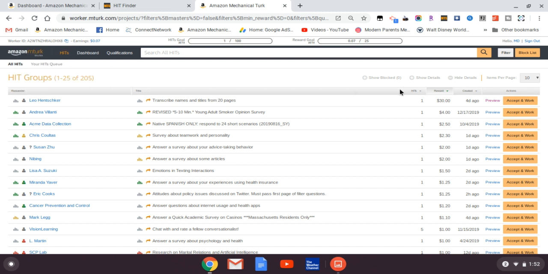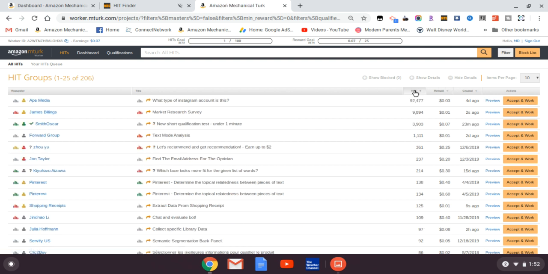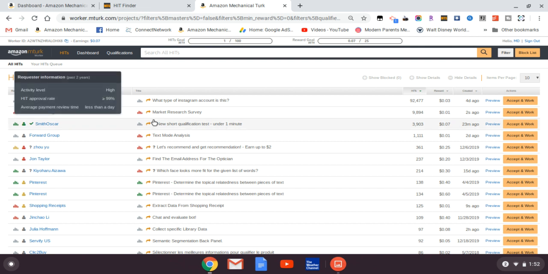So generally, if I go in first thing in the morning and I look at HitFinder and it looks a bit slow, which it has been lately, which isn't surprising because a lot of the colleges are out for the holiday break, what I usually do is start by sorting the hits by the most number of hits. What I'm essentially looking for is batches that I can do.